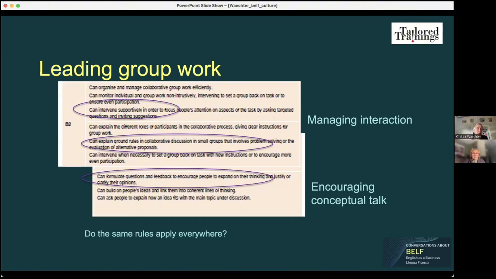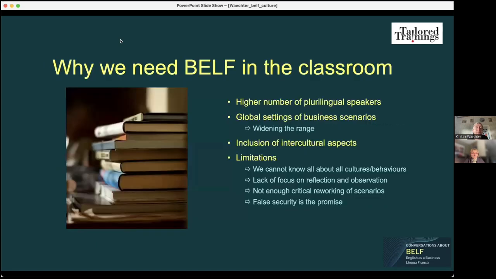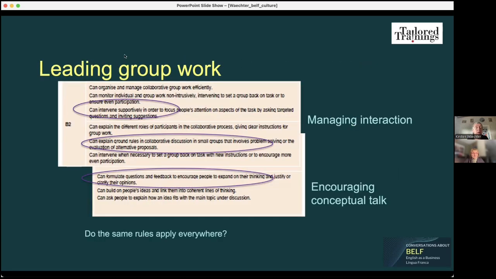Or is your context completely different? You say, my learners never have to do group work, and if they lead group work, we don't do it like this. Put your ideas in the chat, or simply, sorry, unmute yourself.